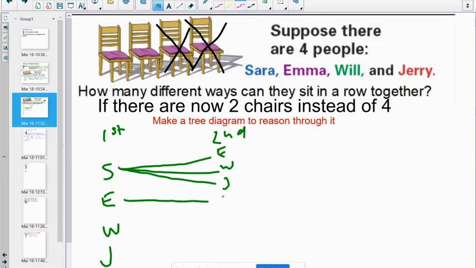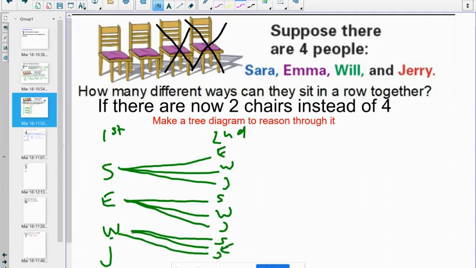We're going to keep doing that same pattern through. Sarah, Emma. We're not going to pick Will because Will was already sitting right here. We have Jerry. And last we have Emma, Sarah, I forgot Sarah, and Will. If we count all those options up, we have 3 here, 3, another 3. There's 3.